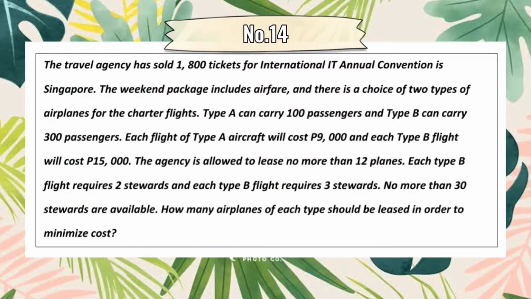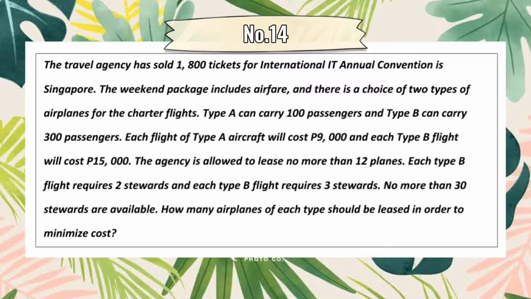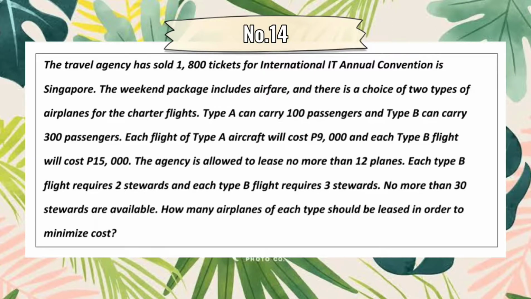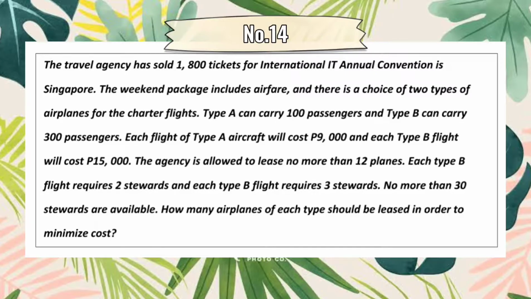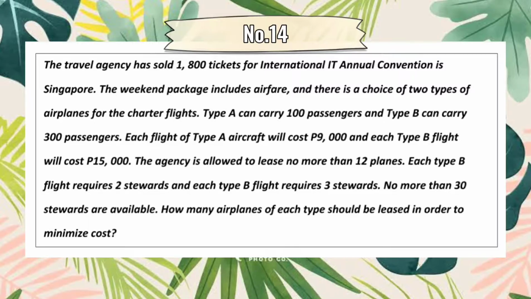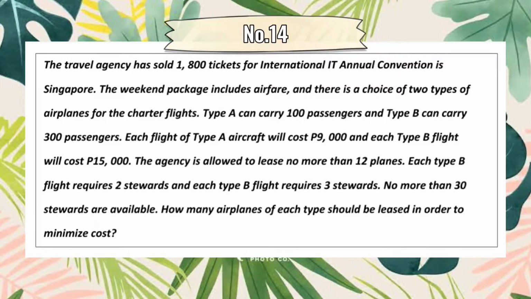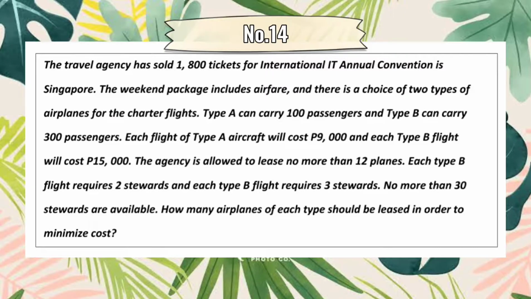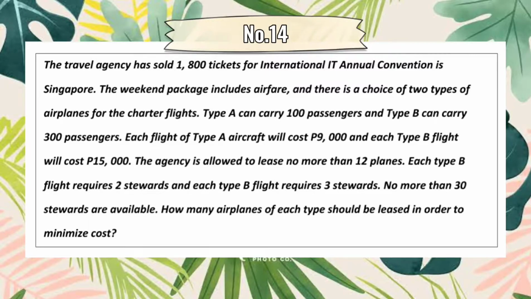The travel agency has sold 1,800 tickets for the International IT Annual Convention in Singapore. The weekend package includes airfare, and there is a choice of two types of airplanes for the charter flights. Type A can carry 100 passengers and Type B can carry 300 passengers. Each flight of Type A aircraft will cost 9,000 pesos and each Type B flight will cost 15,000 pesos. The agency is allowed to lease no more than 12 planes.